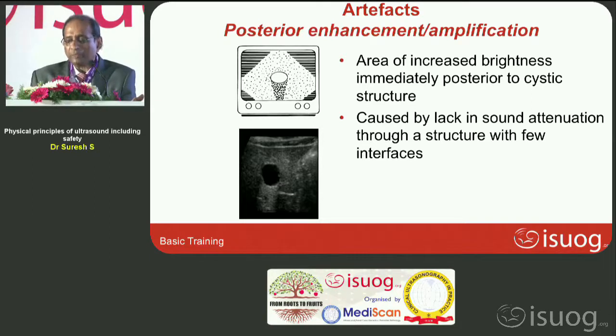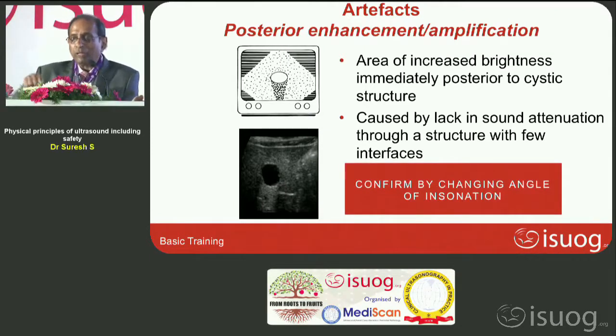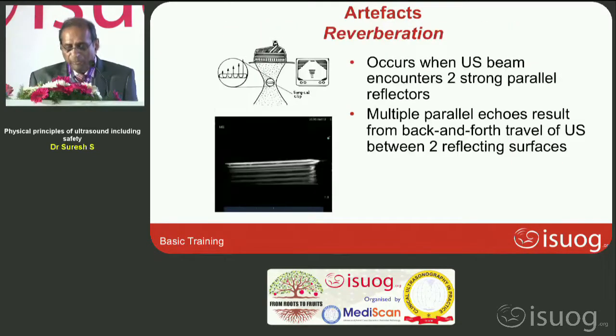It's an area of increased brightness immediately posterior to the cystic structure. It is caused by lack of sound attenuation through the structure in a few interfaces. So you can move your probe to different directions, and you can see how this acoustic enhancement also changes along with the direction of the beam, and you can confirm that.